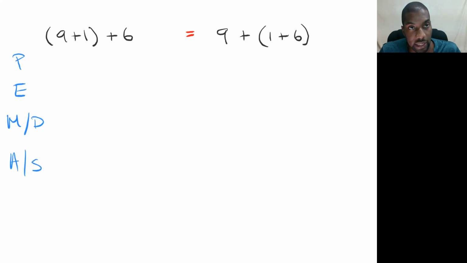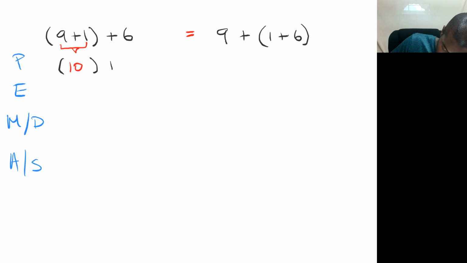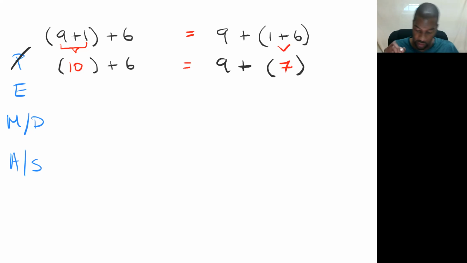First, I check parentheses. I have parentheses on both sides, so let's start with that. Here I have 9 plus 1. 9 plus 1 is 10. I close my parentheses, and I do plus 6. On this side, I have a 1 plus 6. 1 plus 6 is 7. Close my parentheses, rewrite my problem. All right, I am done with parentheses.